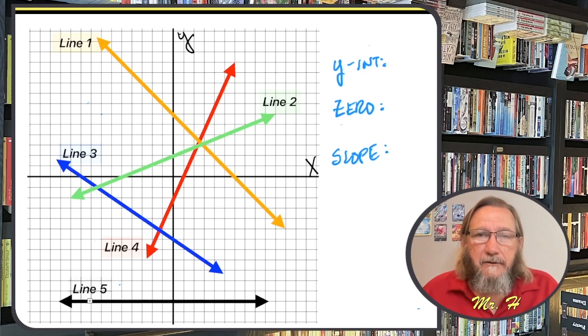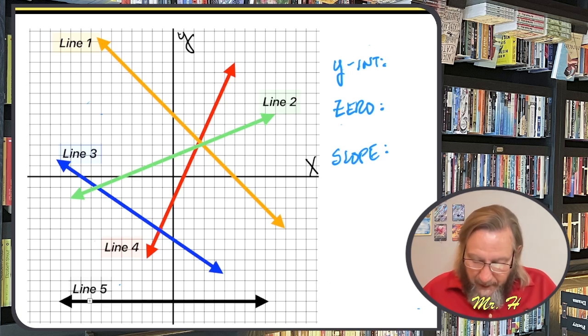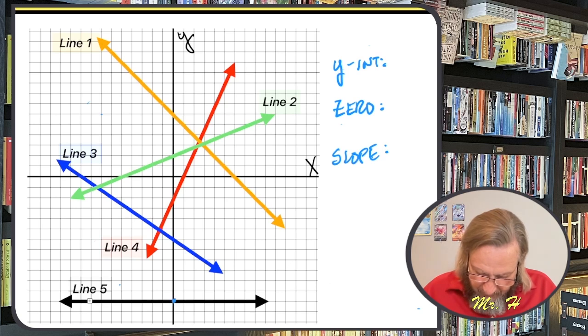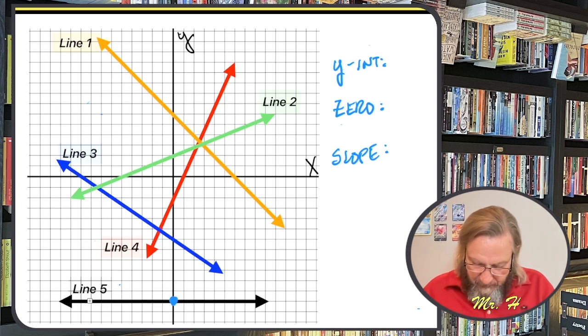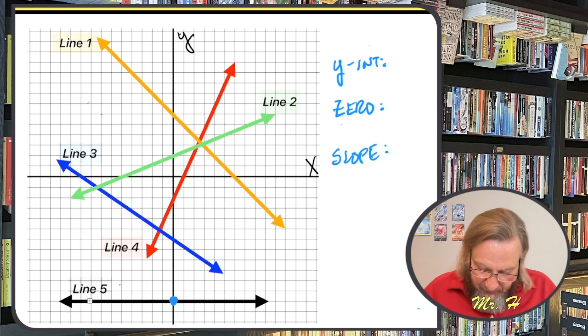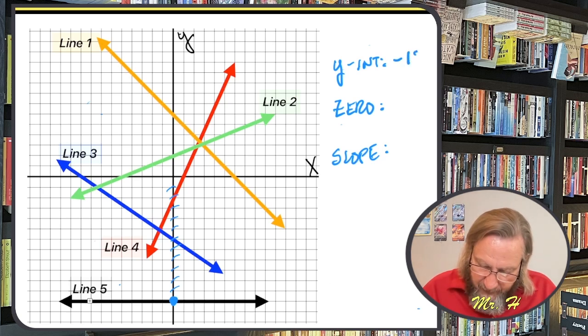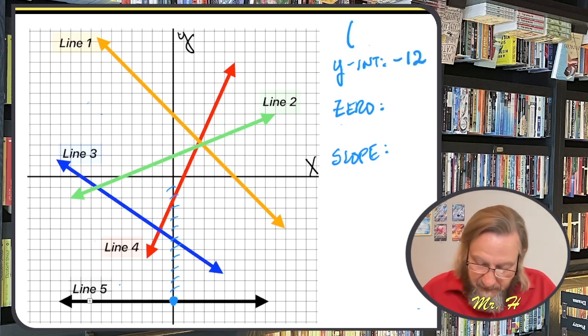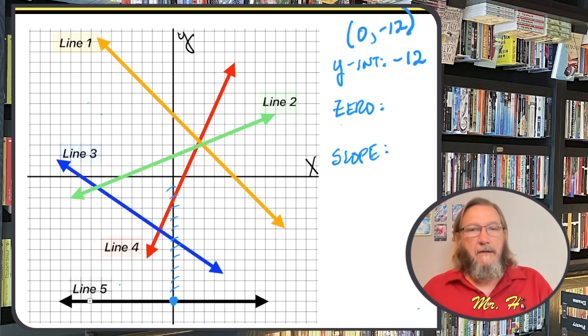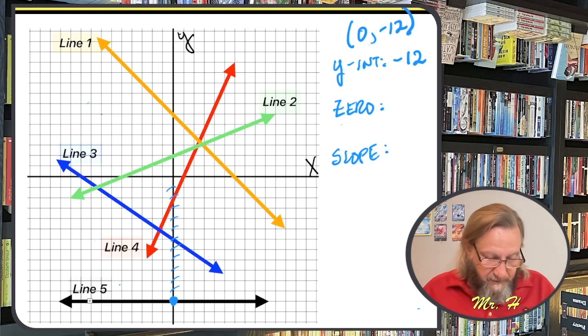Welcome back. Let's take a look at the answers to this question. First, we were asked to find the y-intercept. Well, where does this line cross the y-axis? Way down here. And so I'm going to do a little bit of counting. So I've got to go way down there to that line. That's going to be 1, 2, 3, 4, 5, 6, 7, 8, 9, 10, 11, 12 down. That means -12 is the y-intercept. The point is going to be the point (0, -12). Okay? So there is your y-intercept.